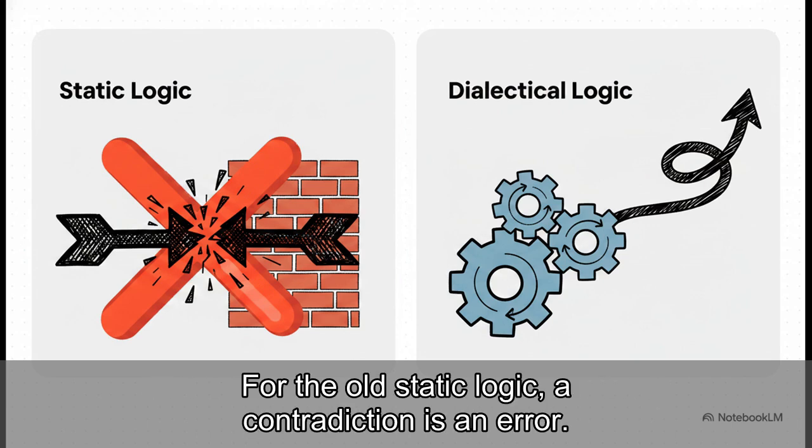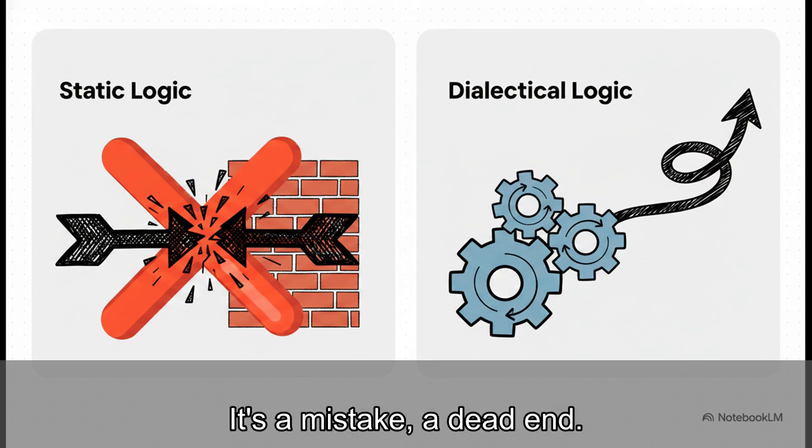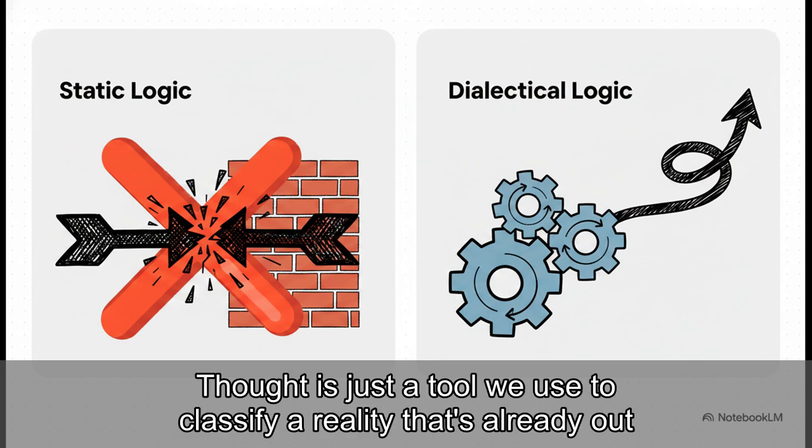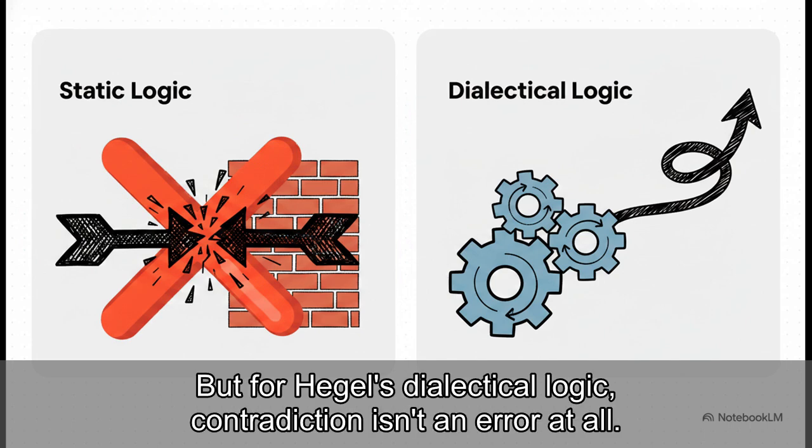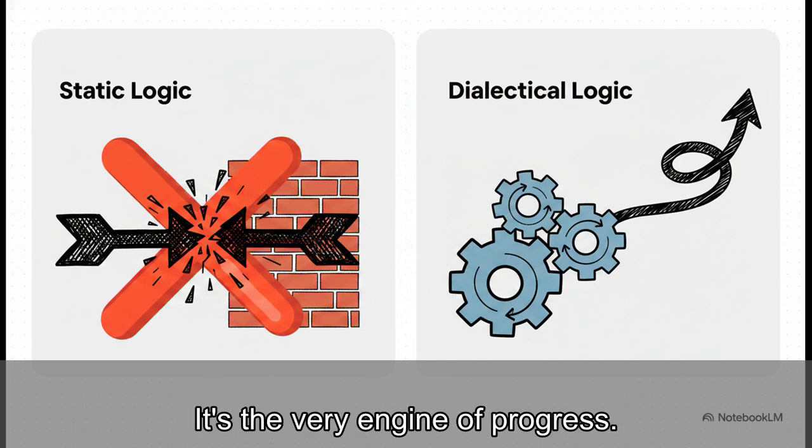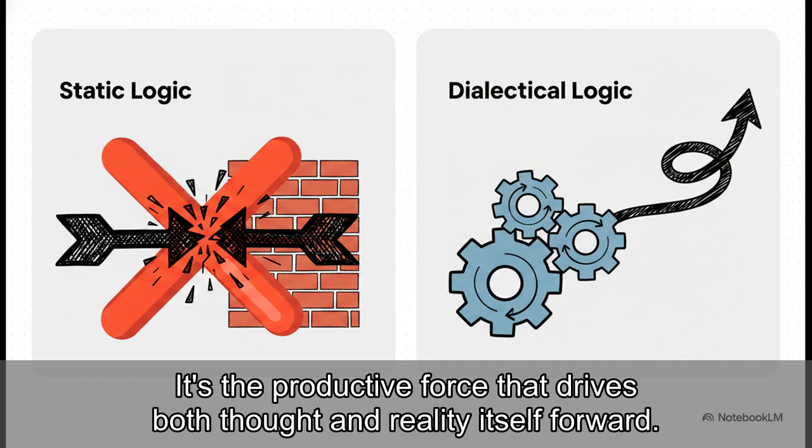It's a complete inversion of the old way of thinking. For the old static logic, a contradiction is an error. It's a mistake, a dead end. Thought is just a tool we use to classify a reality that's already out there, fixed. But for Hegel's dialectical logic, contradiction isn't an error at all. It's the very engine of progress. It's the productive force that drives both thought and reality itself forward.